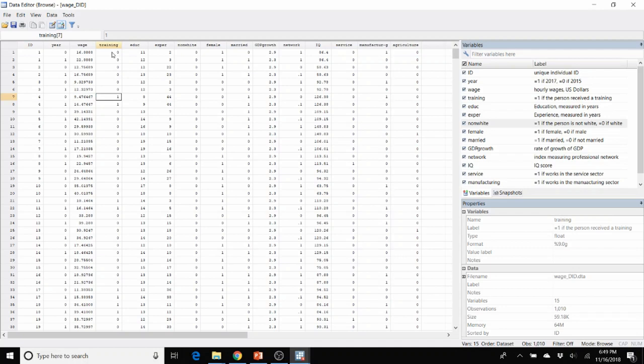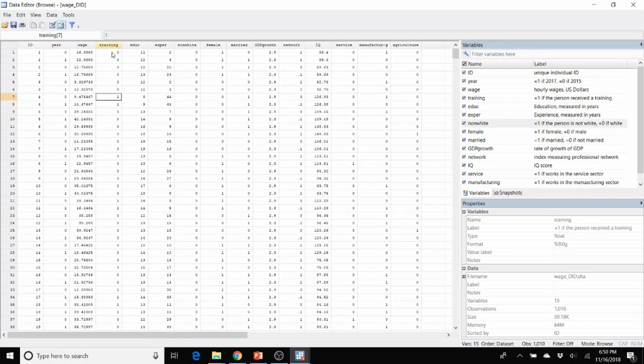Let me clarify. This one should not be a zero. This needs to be a one because this training variable needs to equal one if the person is in the treatment group. That means they are a person who basically will receive the training. And so it will be one regardless of the year, regardless of when they received the training. So obviously, person four received the training in year one.